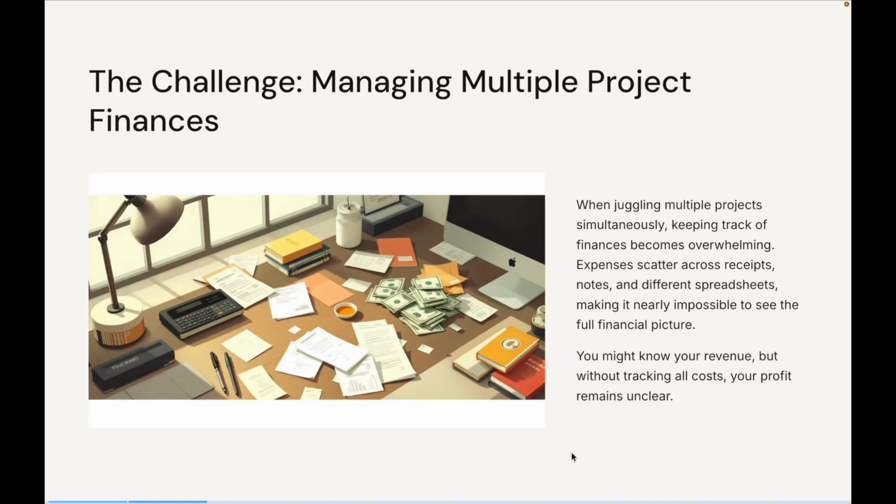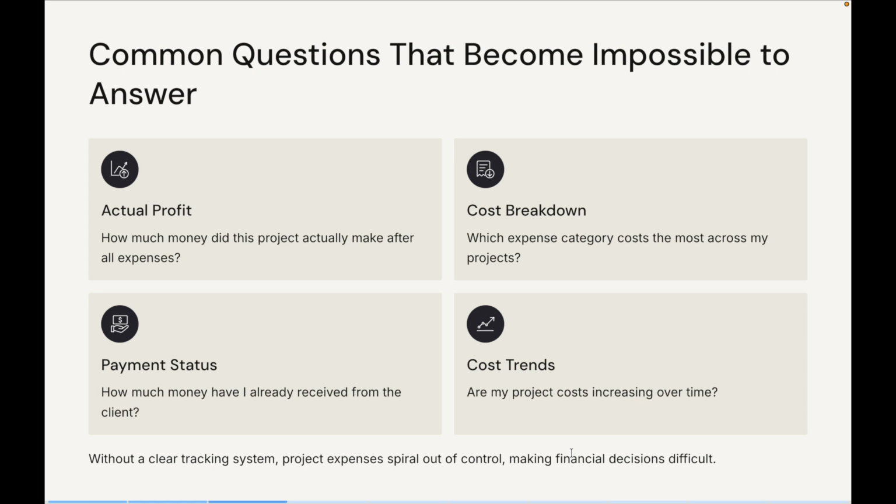Expenses are often scattered across receipts, notes, or different spreadsheets. You may know how much revenue a project brings in, but you may not have a clear view of the total cost involved. Questions like this become hard to answer, such as how much profit did this project actually make? Which expense category costs the most? How much money have I already received from the client? And are my project costs increasing over time?